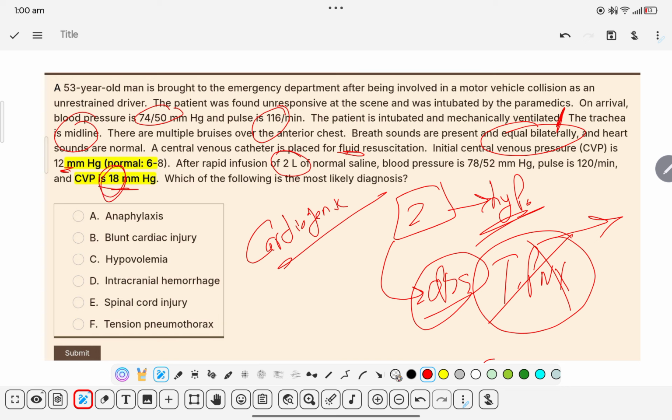So the bottom line here: any patient presenting with elevated CVP with shock, and the CVP is getting more elevated after giving fluid, it's likely cardiogenic shock. However, let's look at the answer choices.